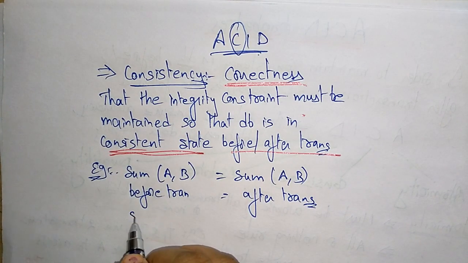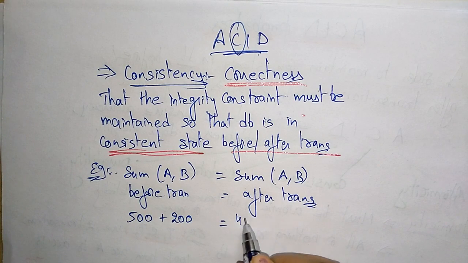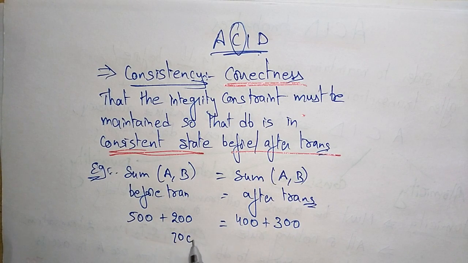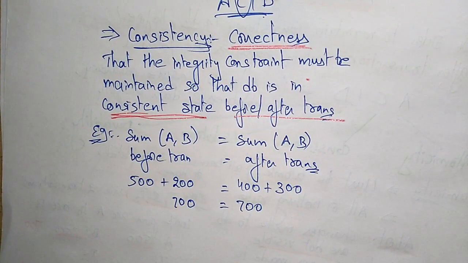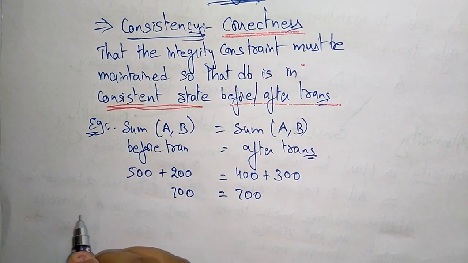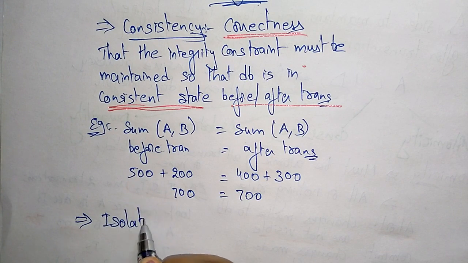So before the transaction A is 500 and B is 200. After the transaction A is 400, since 100 is deducted and transferred to B, which becomes 300. So 700 is equal to 700. Then you can say the database is in a consistent state. So this is about consistency, the second property. Now coming to the third property, isolation.